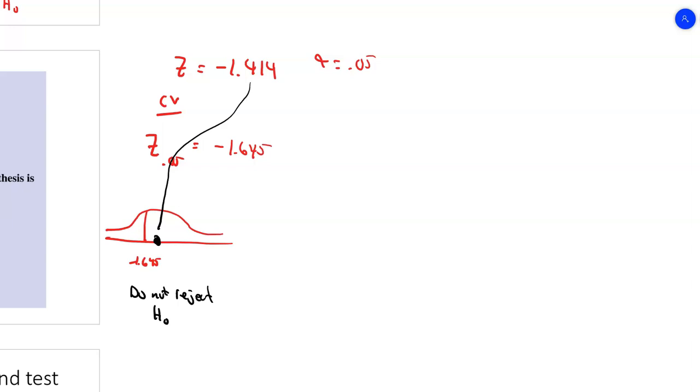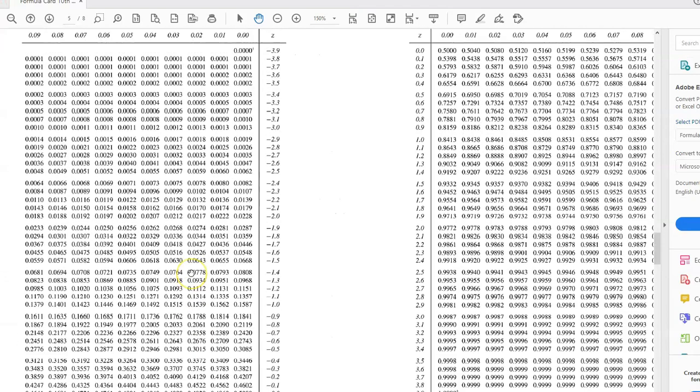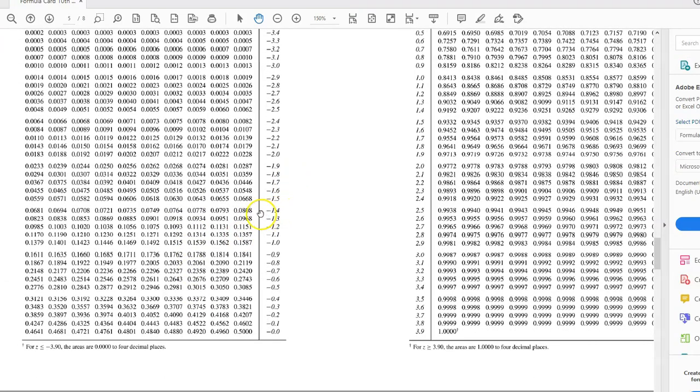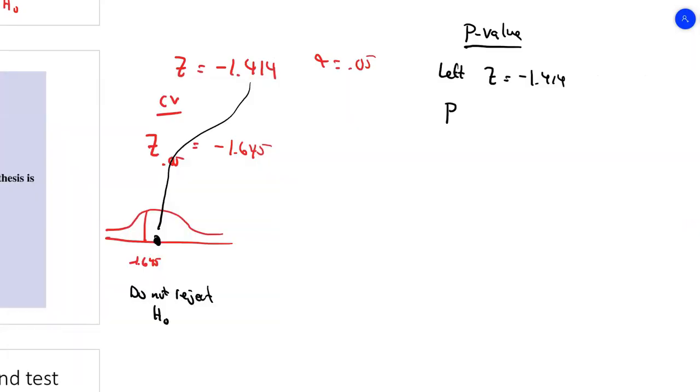All right, what if I want to do this with a p-value approach? So now I take my chart and I look for the area to the left of z equals negative 1.41. Here's negative 1.40. Here's negative 1.41. You notice the number I get is 0.0793. To two decimal places, I'm going to write that as 0.08. 0.08 is greater than 0.05. So my p-value is greater than my significance level.